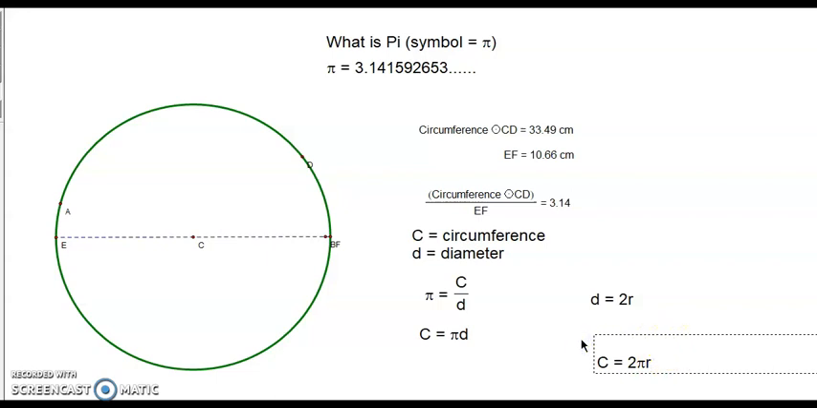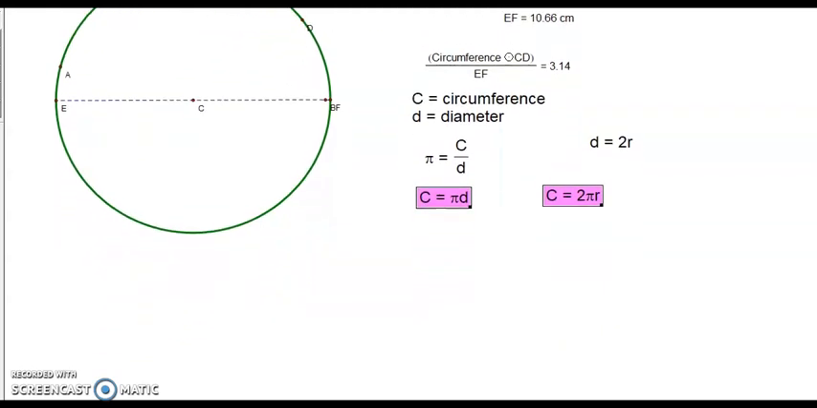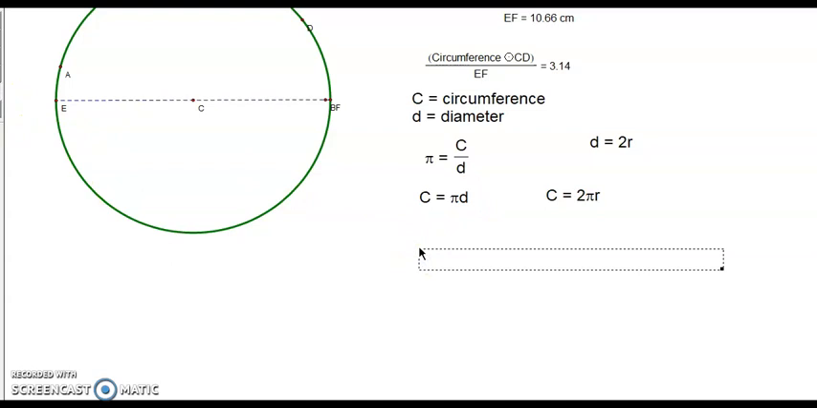So there we go, we have two equations for the circumference of a circle. These are the ones you have to remember. Circumference is pi times d, or circumference is 2 pi times the radius. And these two are really the same, because 2 times the radius is really just the diameter. Okay? And now, since we have these equations, we can write them out differently. If I divide both sides by pi, I can say diameter equals circumference divided by pi. I'm just rearranging this first equation here.